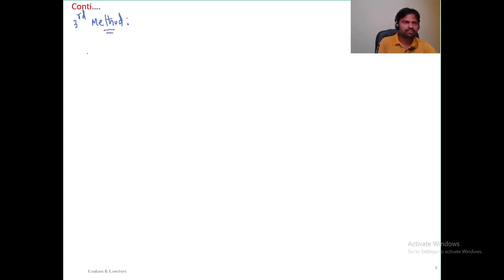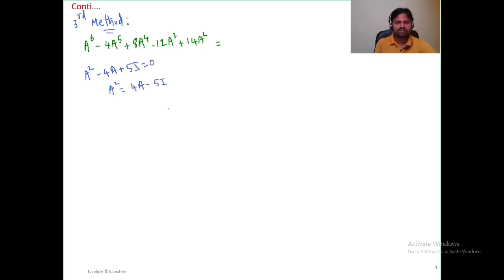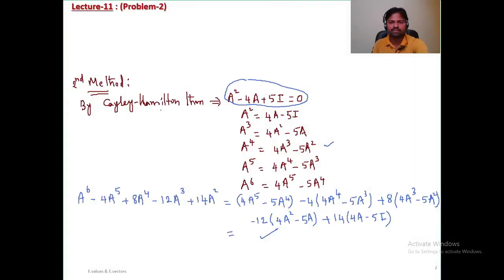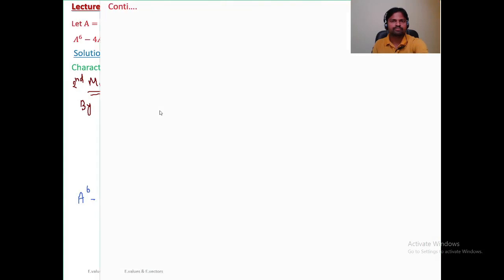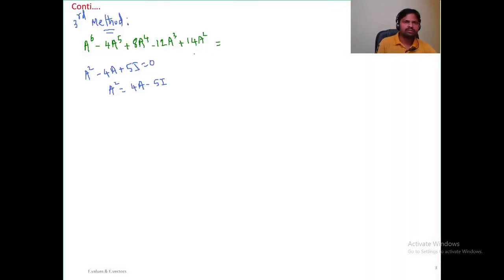First, what is the question? We want the value of A power 6 minus 4A plus 5, right? And what is the fundamental equation here? The square matrix A satisfies its own characteristic equation, and that characteristic equation is A square minus 4A plus 5I equal to 0. So from this, A square is 4A minus 5I. Check once: A square minus 4A plus 5I. Keep this in mind, then we'll simplify this one.